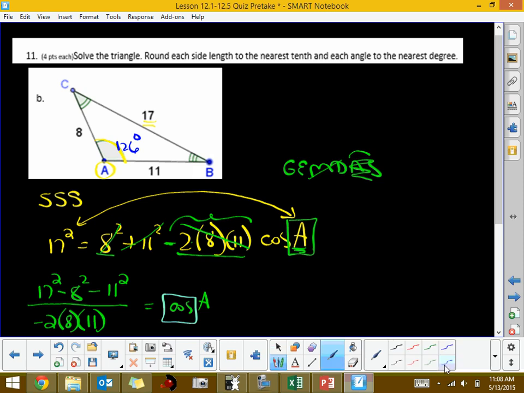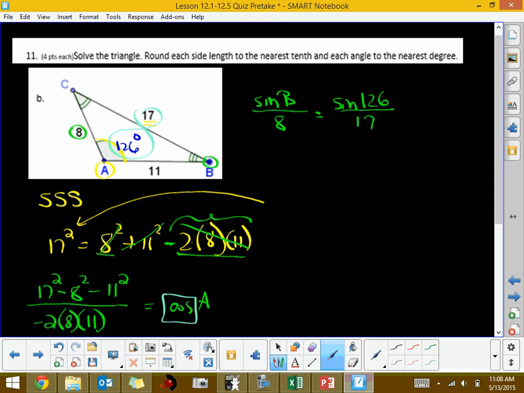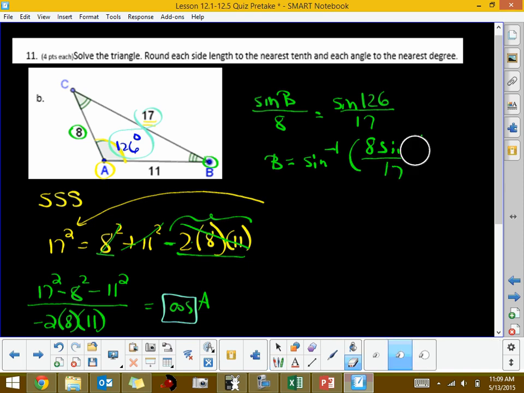Now we've got to find another angle. As soon as we found this angle, we now have a side-angle pair that we can use. So I'm going to switch, instead of law of cosines, to the law of sines. Whenever you do law of sines, go find the smallest angle, which will be across from the shortest side. So we're going to find angle B. The sine of angle B is to 8 as the sine of 126 is to 17. To find B, we have to do the inverse sine of 8 times the sine of 126 over 17. I'll rewrite that so it's a little clearer: 8 sine of 126, all over 17.